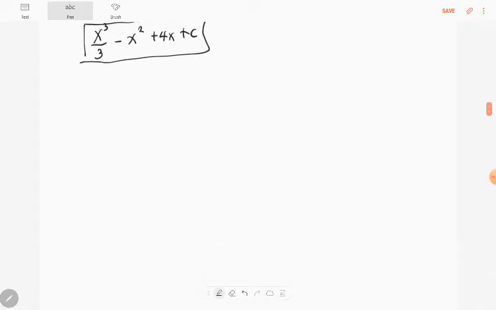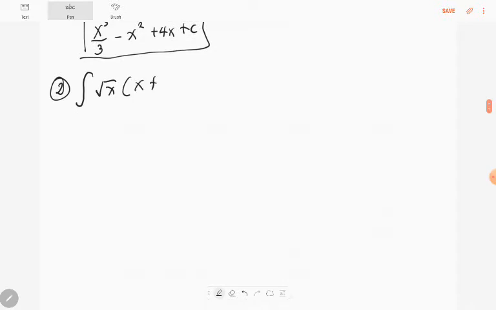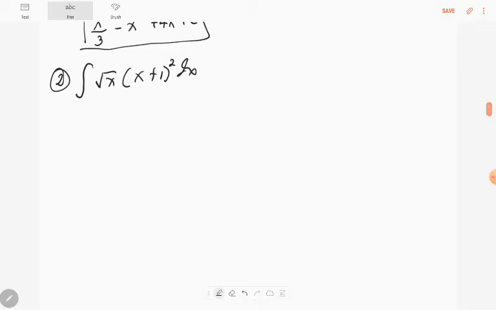For item number 2, the given is the integral of the square root of x times (x plus 1) squared dx. Observe that there are actually three factors present in the given. The first factor is here, and the other two factors are here. Again, we don't have any basic integration formula that can be applied here, but what we need to do is simplify the function.